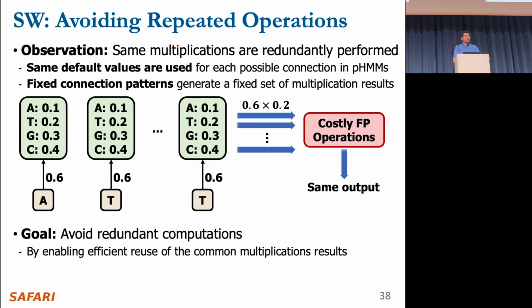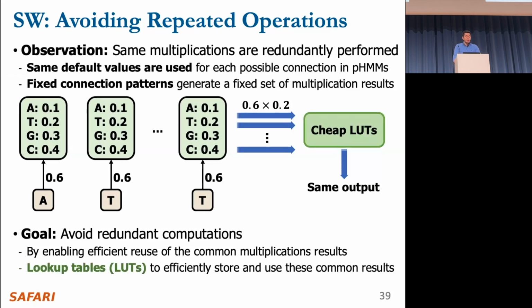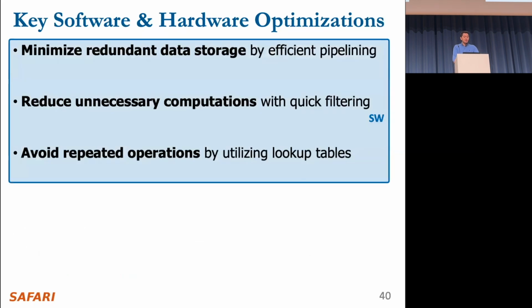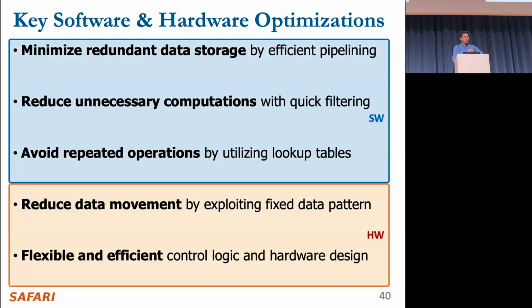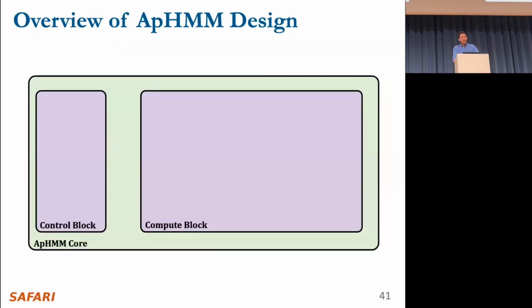And our goal is to avoid these redundant computations by enabling efficient reuse of common multiplication results by some memorization techniques. And to this end, we use basically cheap lookup tables, let's say, to provide these common results for us. So these were the software optimizations, and I'll quickly show you how our hardware design looks like, how we implement these software optimizations in hardware.